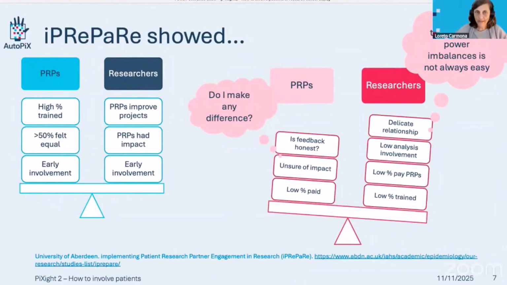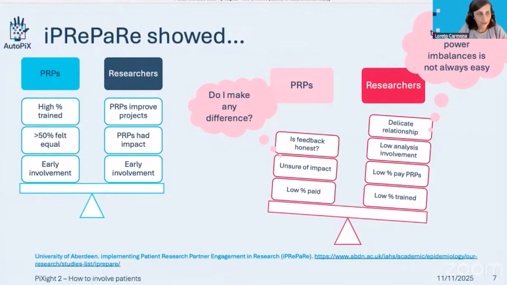So one thing is what EULAR may recommend, and the other thing is what's the real experience. And in this project that I prepare from the University of Aberdeen, in which a lot of the PRPs were included, actually, look at what was happening.